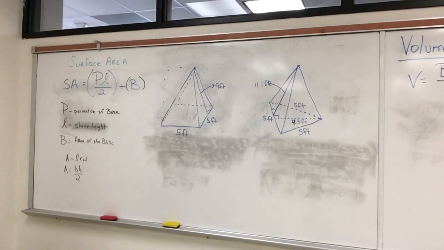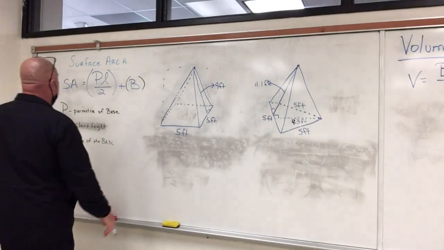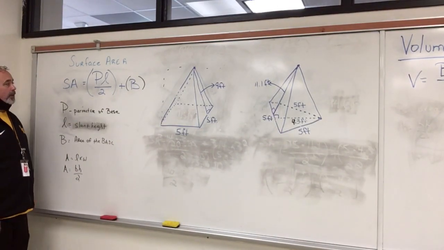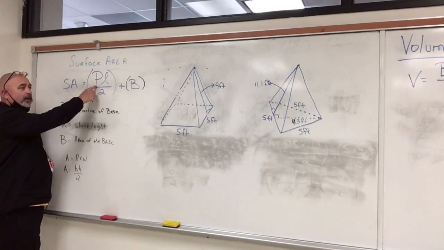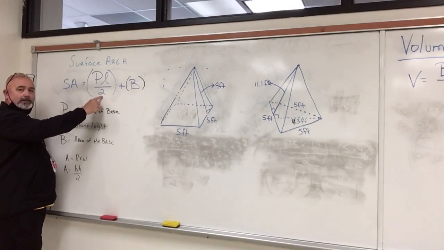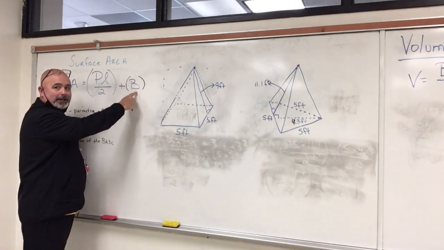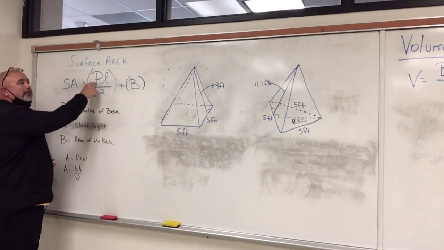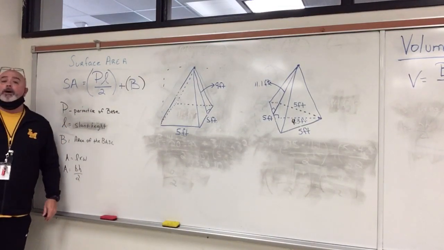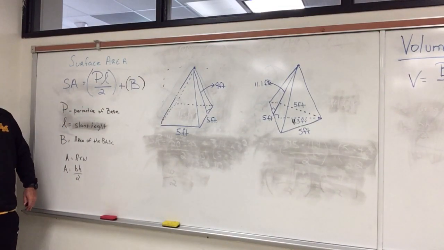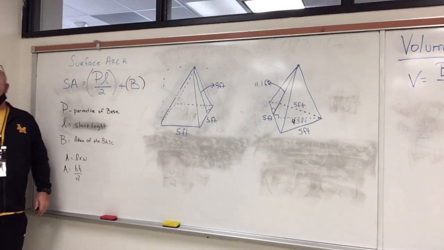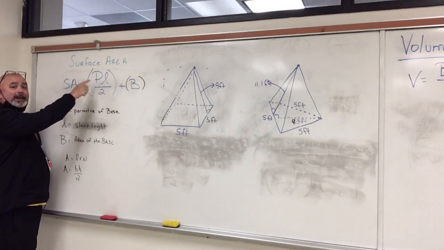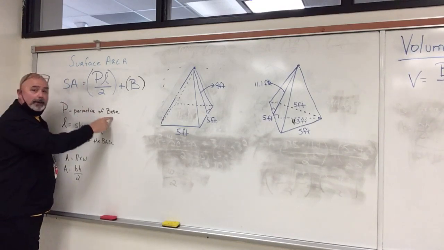Okay? All right. To find the surface area of a pyramid, this is what you got to do. Big P times little l divided by 2 plus big B. All right, let's talk about those things. First thing is big P. Anytime a letter is capitalized in a surface area or volume, it's talking about the base. All right, so big P stands for perimeter of the base.